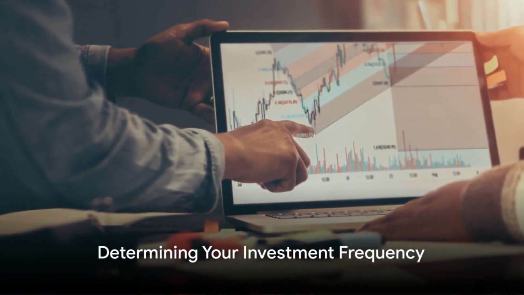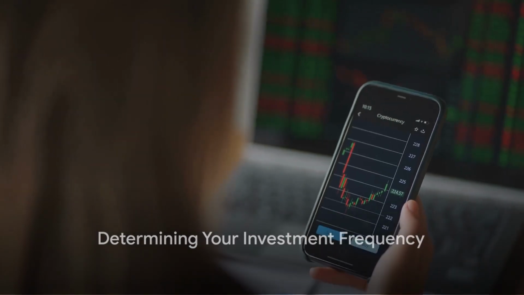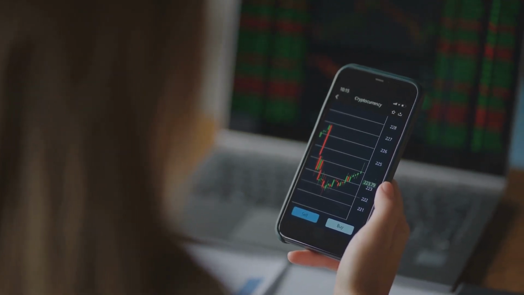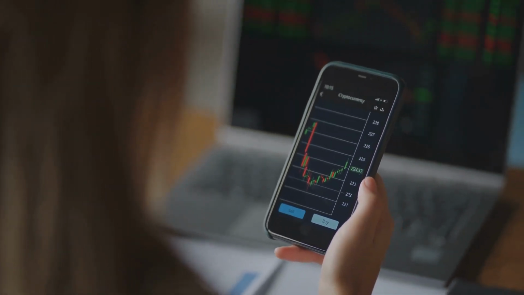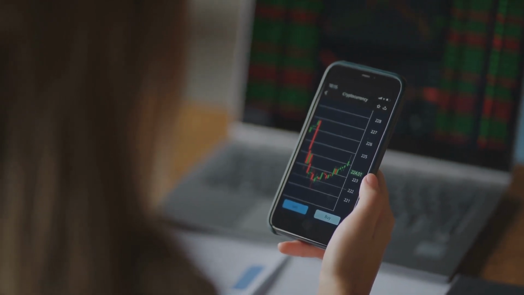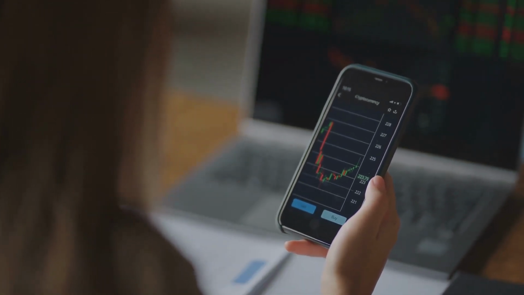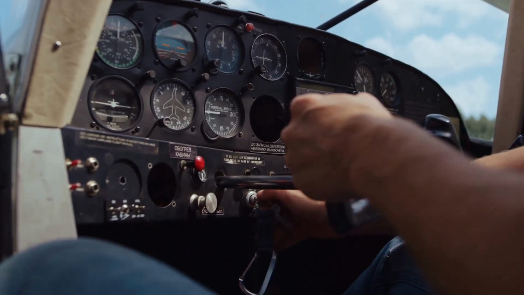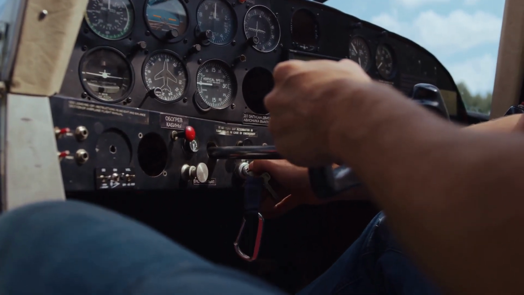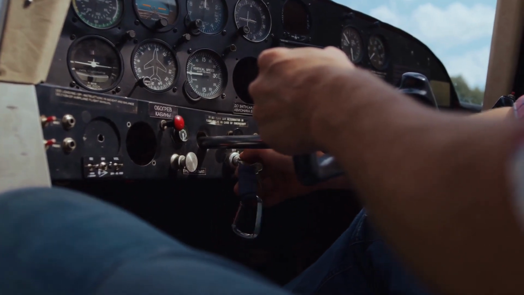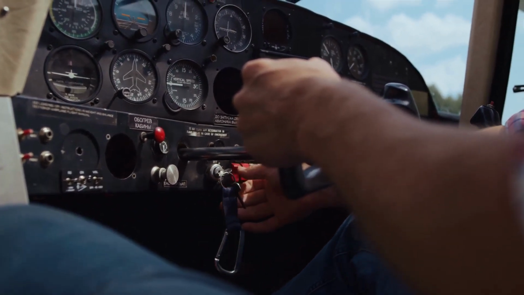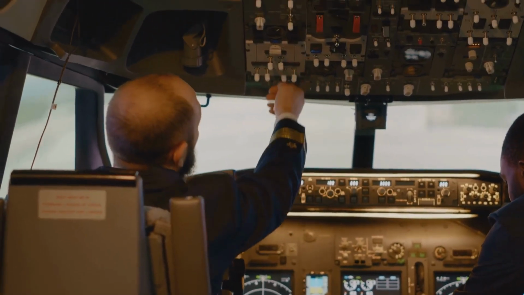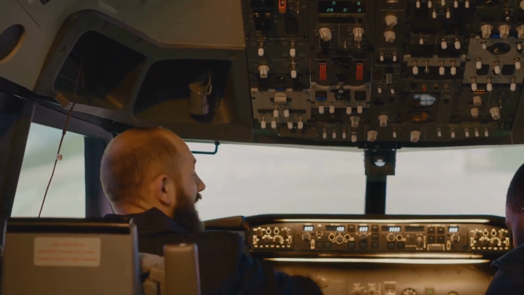Your investment frequency is like your flight schedule. Just as a frequent flyer sets a routine for their travels, an investor needs to determine how often they're going to invest. This is where the beauty of dollar cost averaging, or DCA, comes into play. Imagine each investment as a flight and you're the pilot. Regardless of the weather, or in our case, market conditions, you stick to your predetermined schedule. Whether it's monthly, quarterly, or any other interval that suits your financial situation, the key is consistency.